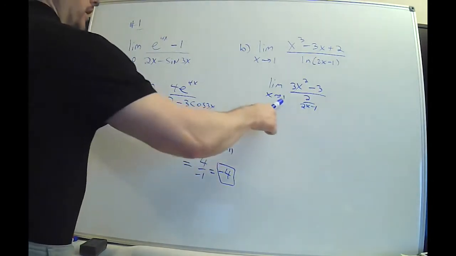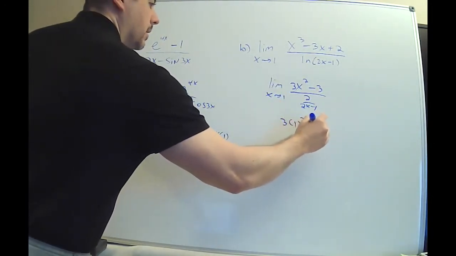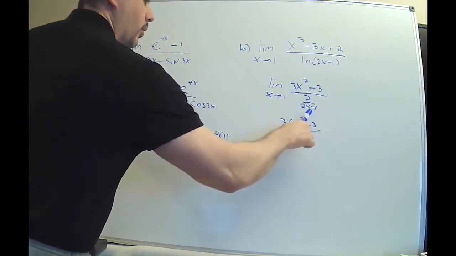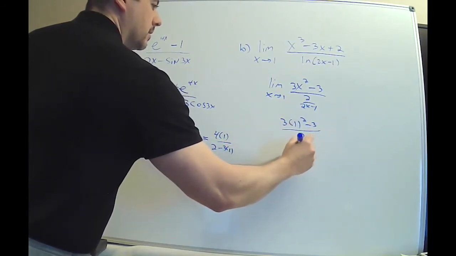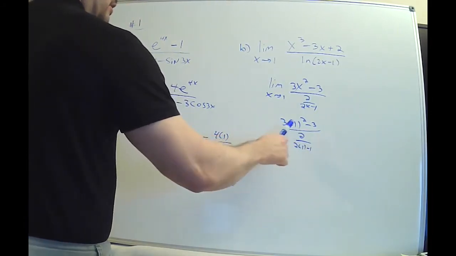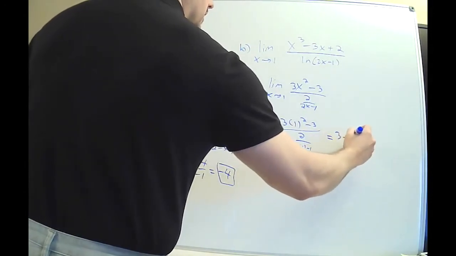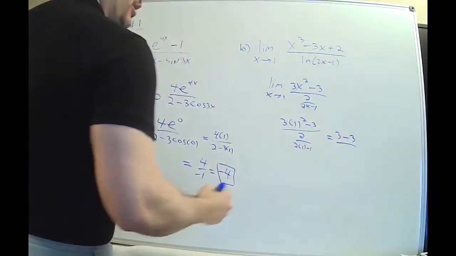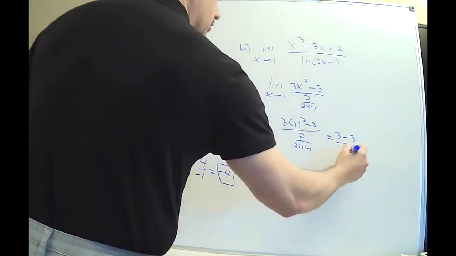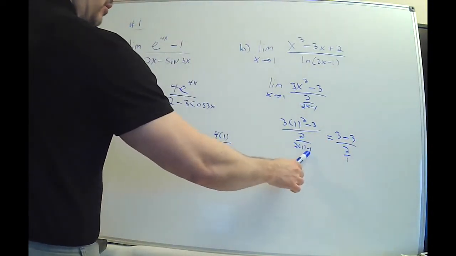Now you got to plug in 1 again. So you get 1 goes to the top, and then 1 goes down here. So you get 1 squared, which is 1, times 3. This is interesting. 3 minus 3 on top. On the bottom, you get 2 over 1. 2 times 1 is 2. Take away 1 is 1.